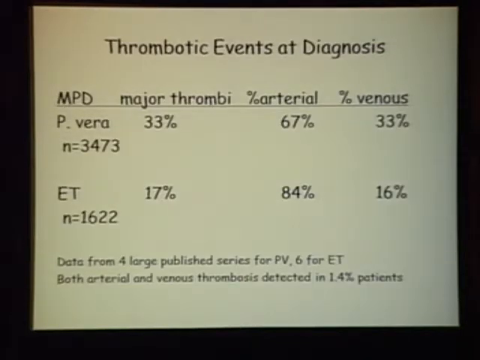Now, at diagnosis, thrombosis is often a presenting feature in myeloproliferative diseases. And here are some studies put together for large numbers of patients showing that in P. vera, at diagnosis, about a third of the patients present because of a thrombosis, a smaller number in ET. And that in both P. vera and ET, arterial thrombi, heart attacks, strokes, and so forth, are somewhat more common than venous thrombosis. But in polycythemia, venous thrombosis is present at a higher rate than in thrombocythemia.